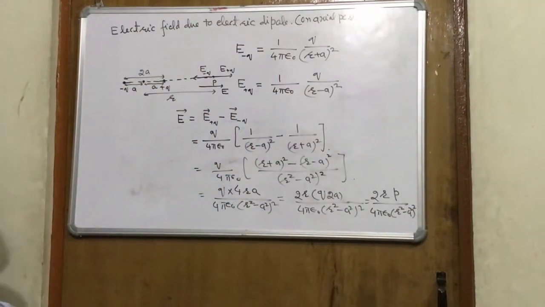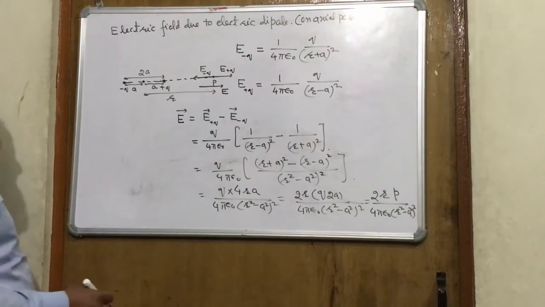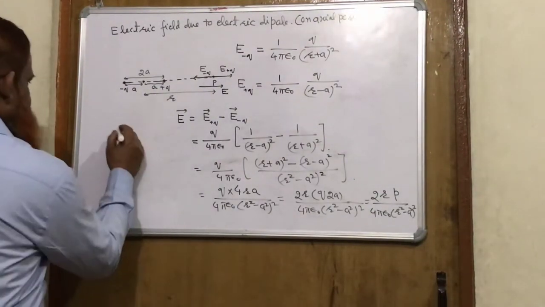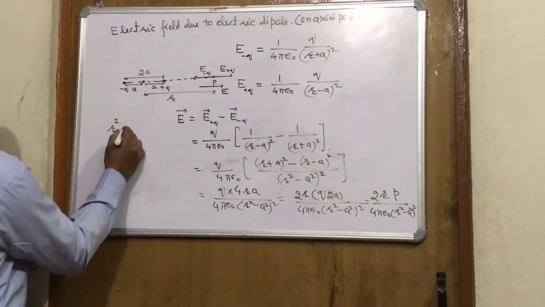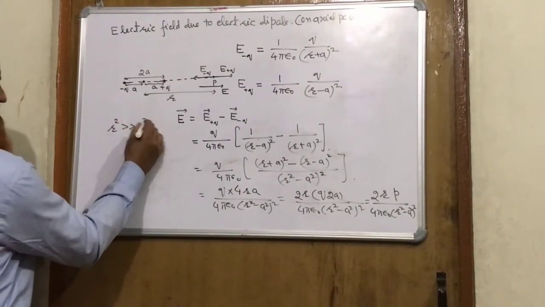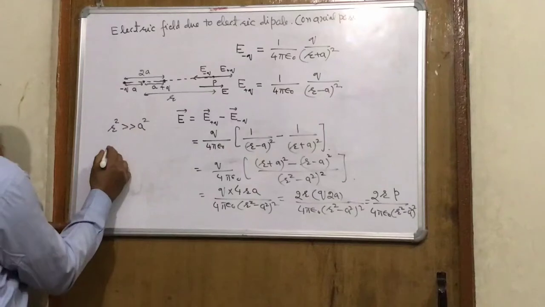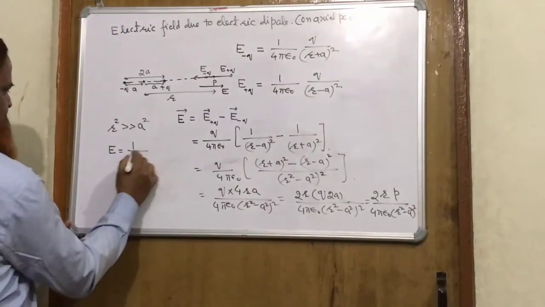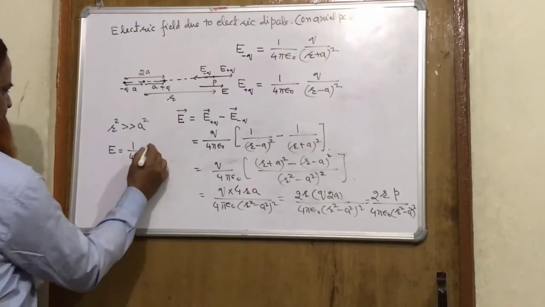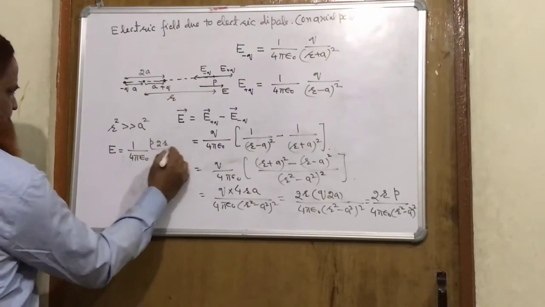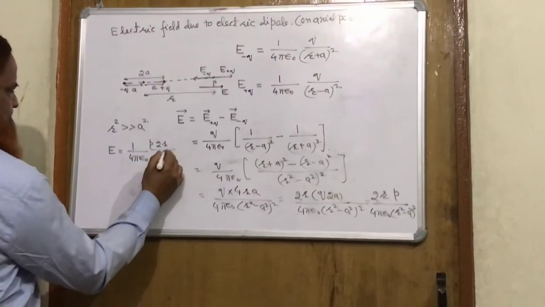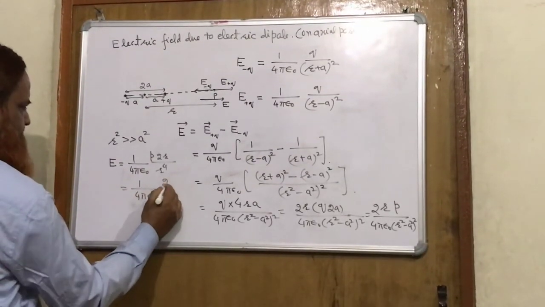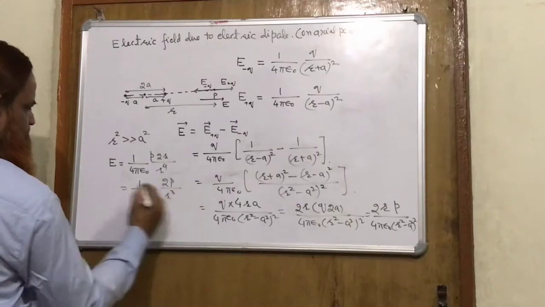So if the dipole has some dimension, but if the dipole is very small and R square is much larger than A square, then the electric field will be 1 upon 4 pi epsilon naught P into 2R upon R power 4, then it will come 1 upon 4 pi epsilon naught 2P by R cube.